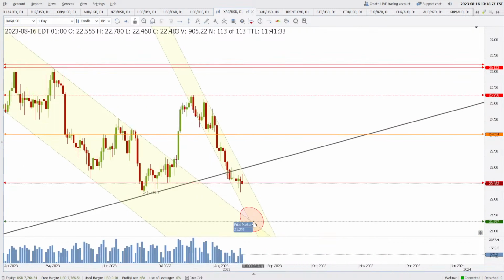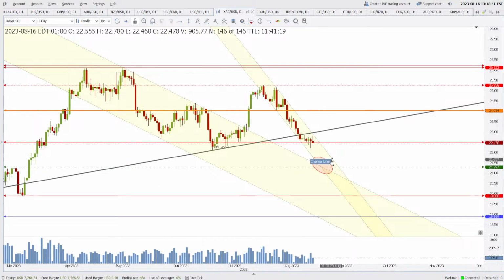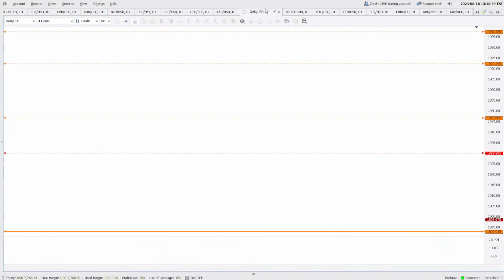But yes, if there is support, which I think there will be, because it is a confluence of multiple supports, it may come back towards 22.50 and maybe even to 24.33. But right now it looks like the price is going to test 21.29. Let's see how things unfold in the future. These are the two important levels: 21.29 and 22.50.